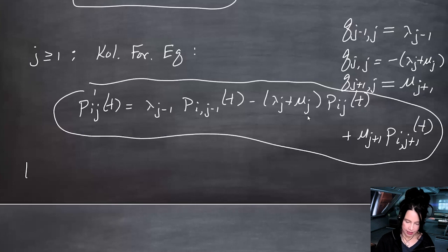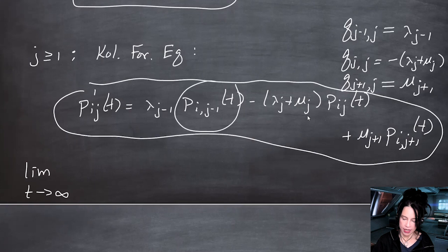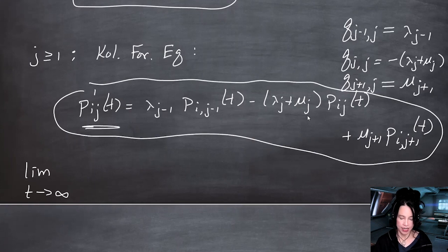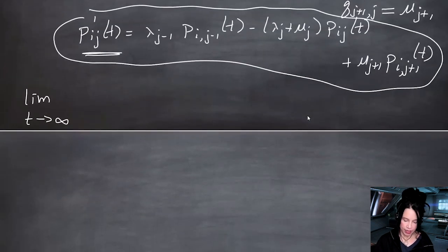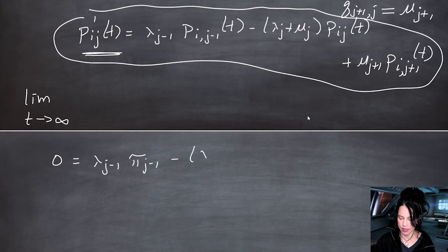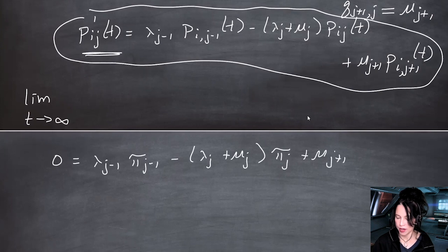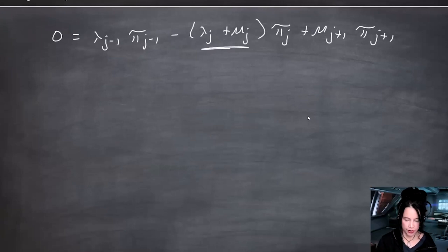And now I'm going to take the limit as t goes to infinity, and the limit of these is how we define the pi's. And if all of those are going to constants, then the derivative is going to 0. So the left side, this limit is going to be 0. And we end up with 0 equals lambda j minus 1 pi j minus 1 minus lambda j plus mu j pi j plus mu j plus 1 pi j plus 1. This is for all j greater than or equal to 1.